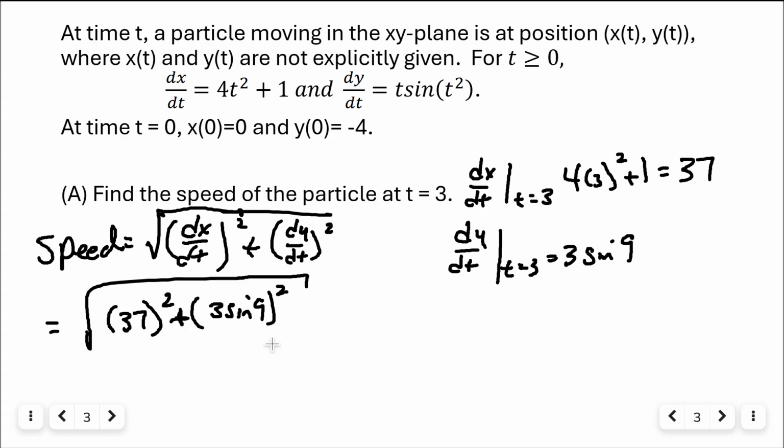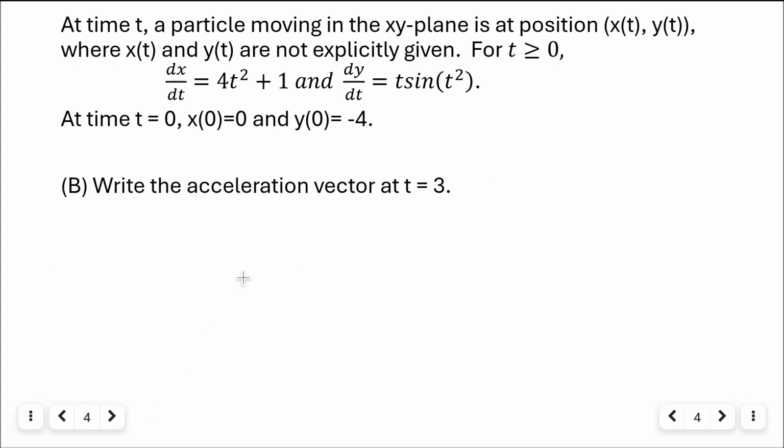You could type this into a calculator, and it would give you a decimal answer if you needed it. And that's how you find the speed of that particle, using both directions. All right, let's try another part of this.